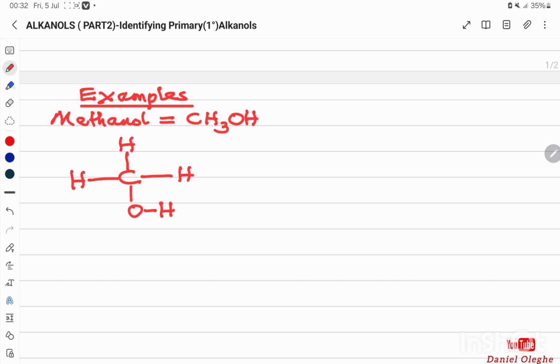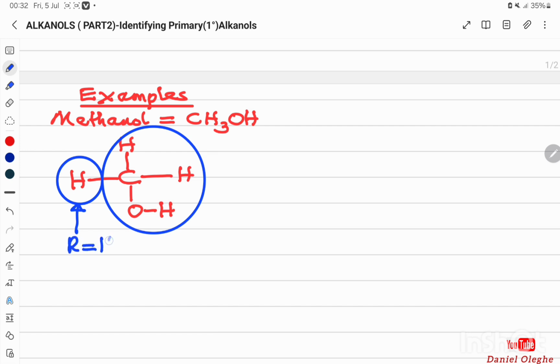Now, if you look at this, we have the CH2OH as follows. That's the characteristic of the primary alkanol. But we have a hydrogen atom here. This hydrogen atom is not really an alkyl group, but methanol is the only one in which the alkyl group R is simply replaced by a hydrogen atom.